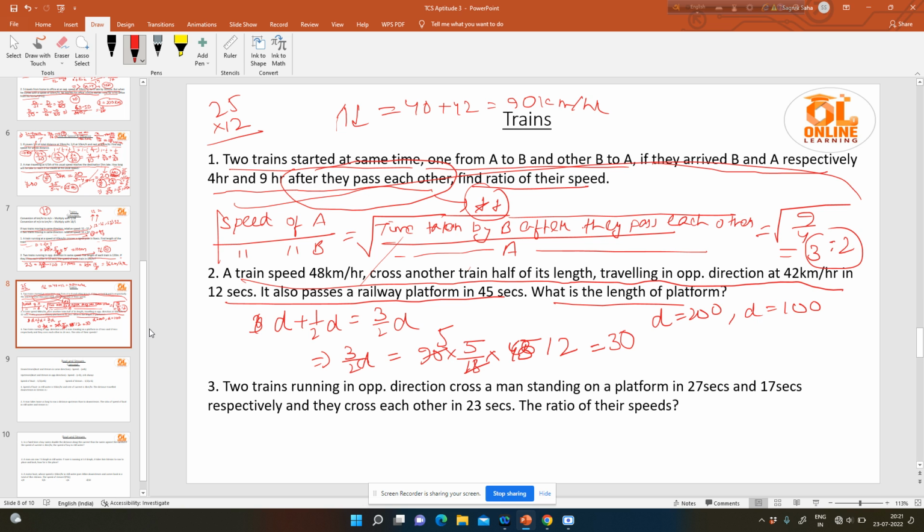So the first train, the bigger train, crosses a platform in 45 seconds. What is the length of the platform? Let us consider the length of the platform as x, so the distance is 200 plus x. And again we know the speed of the first train is 48 kilometers per hour. So we have to convert it: 48 into 5 by 18.